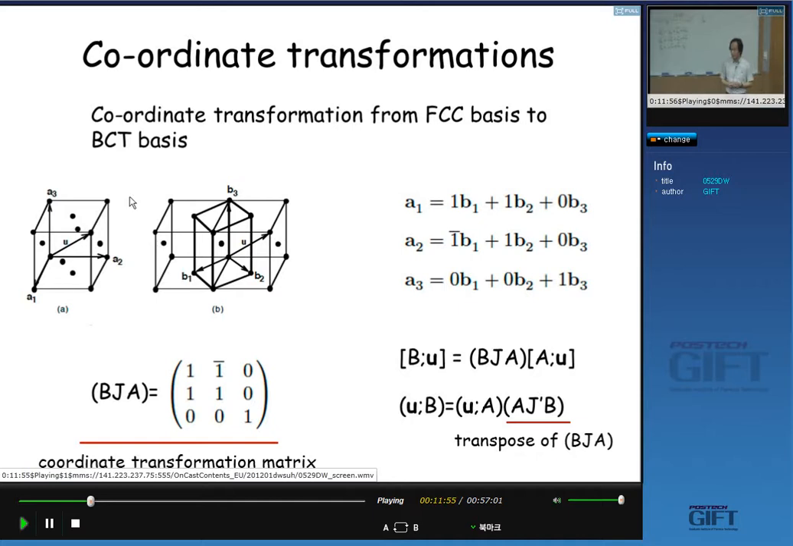So from the coefficient of this relationship, you should take the coefficient of this first row as the first column. And this will be the coordinate transformation matrix.